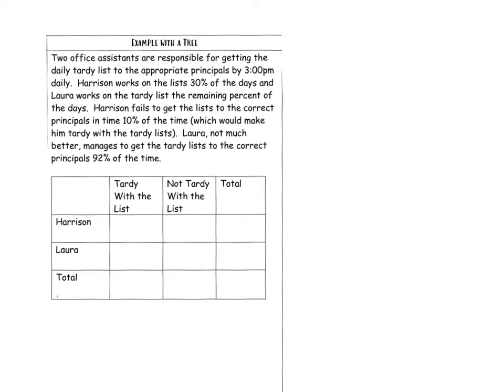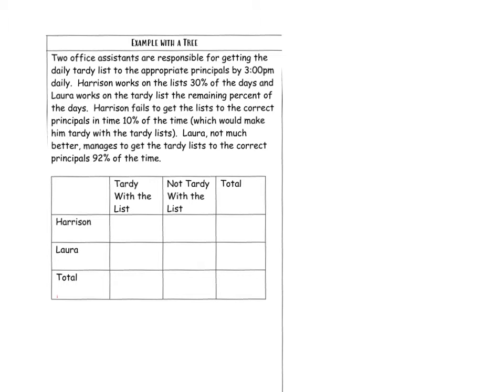Harrison works on the list 30% of the days, and Laura works on the target list the remaining percent of the days. Harrison fails to get the list to the correct principals in time 10% of the time, which ironically would make him tardy with the target list. Laura, not much better, manages to get the target list to the correct principals 92% of the time.